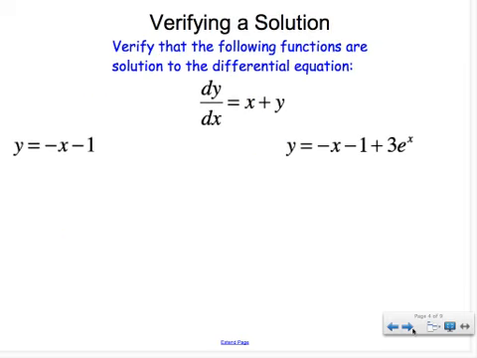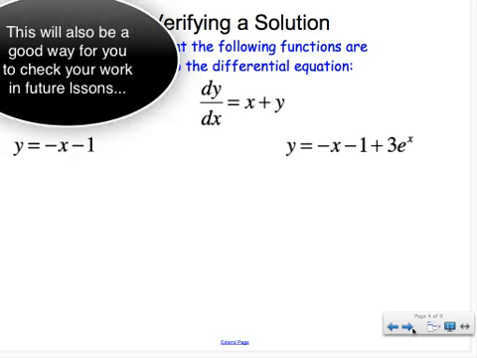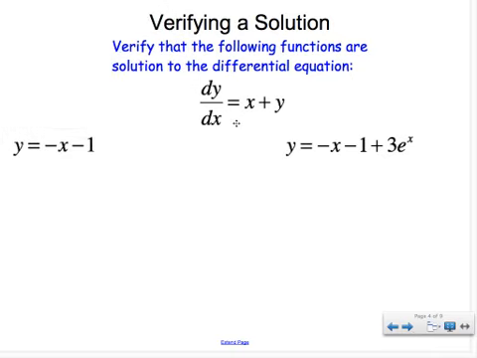Okay, one of the things you're asked to do from time to time is to verify that a function is a solution to a differential equation. So we'll take you through two examples here. The differential equation given is dy/dx equals x plus y, and we're to show that both of these functions, y equals negative x minus 1 and y equals negative x minus 1 plus 3e to the x, are solutions to dy/dx equals x plus y. Solutions means makes the equation true. So that's what I need to show.